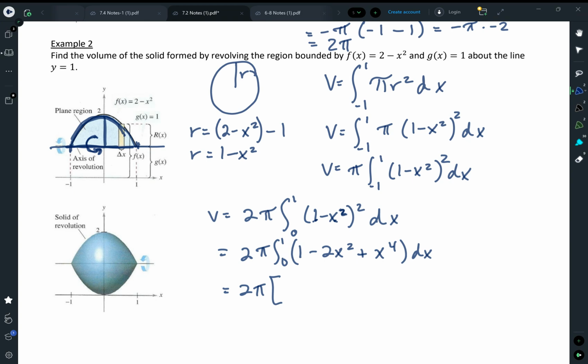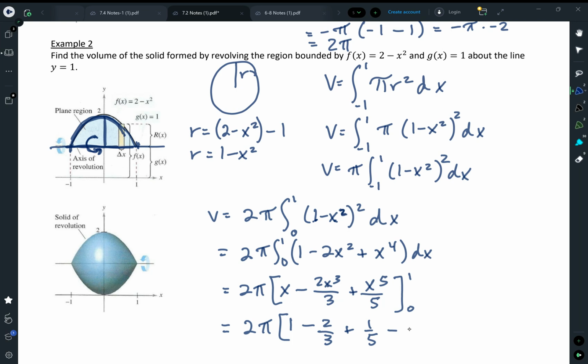And now I want to go through and actually integrate. So I'm going to have 1x minus 2x cubed divided by my new exponent 3, plus x to the 5th divided by 5, and this is all from 0 to 1. I'm so glad we changed it to 0. It's going to cut the amount of math we have to do in half. So now I have 1 minus 1 to the 3rd power is just 1, so minus 2/3 plus 1/5 minus, when I plug in 0 for all of them, it's just 0.